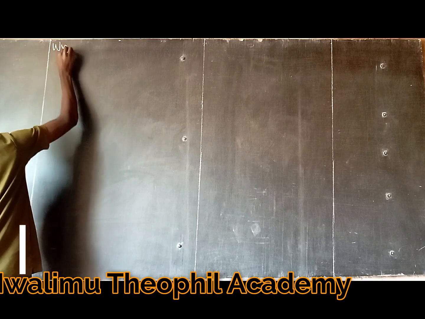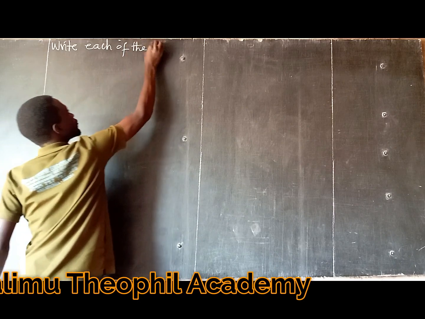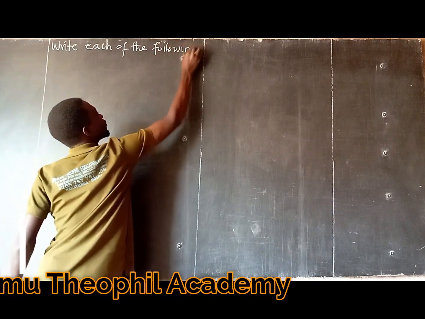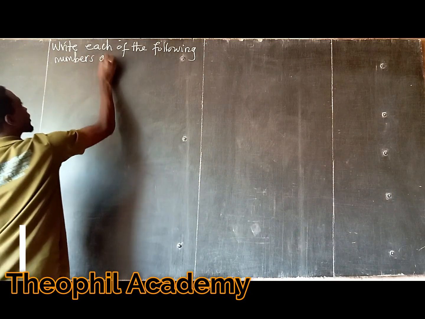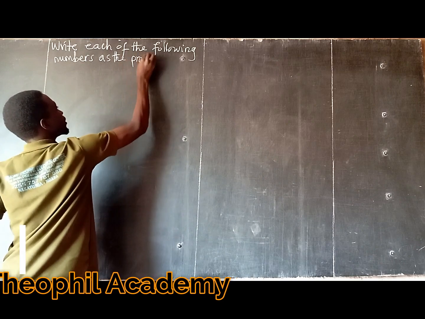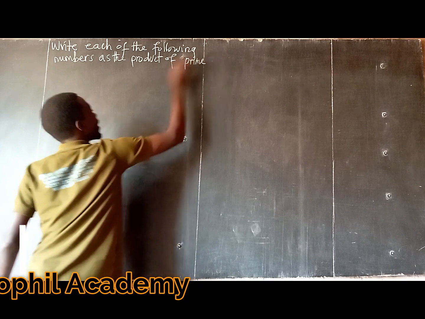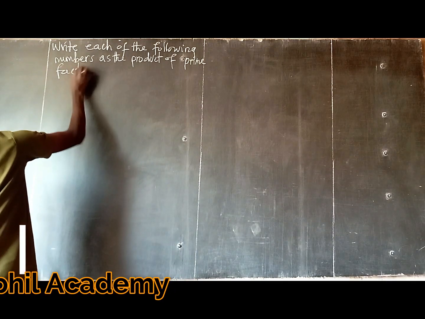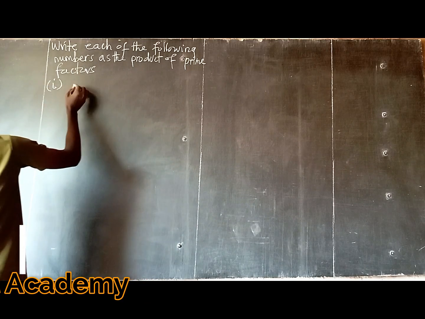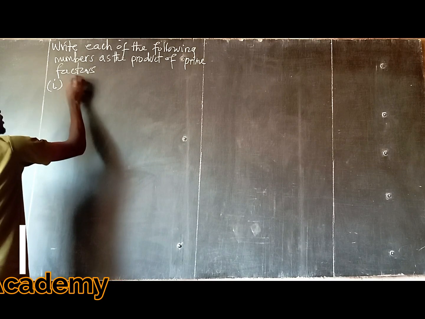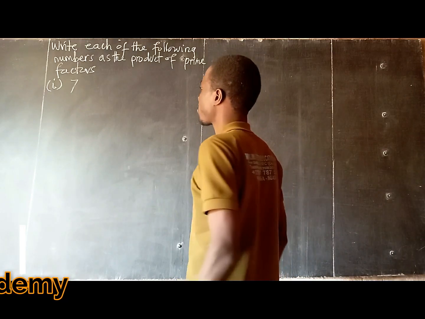Maybe you're asked to write each of the following numbers as the product of prime factors. Maybe number one, write 7. Now, write 7 as the product of prime factors.